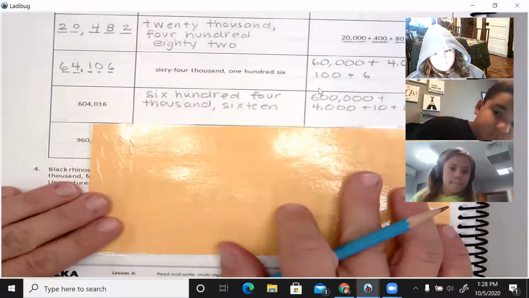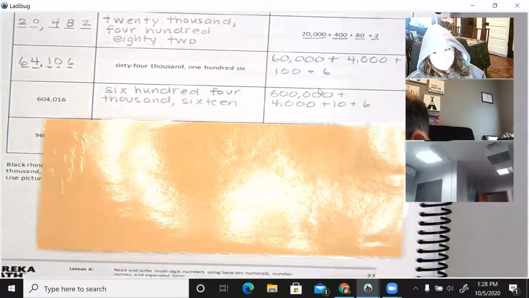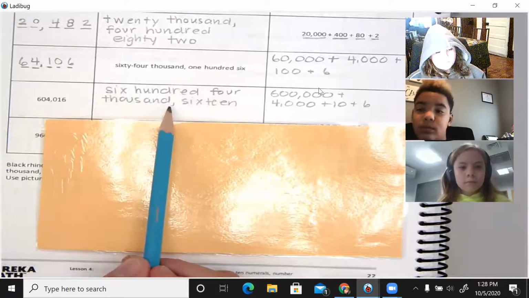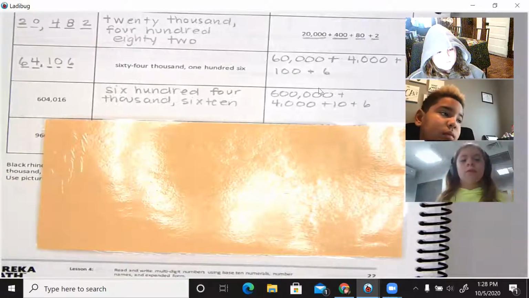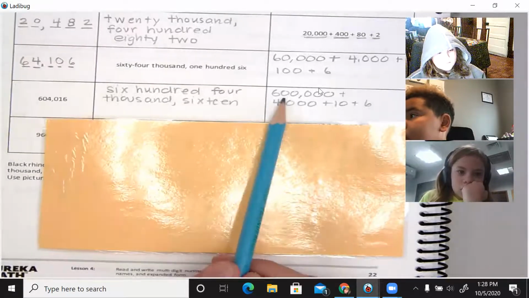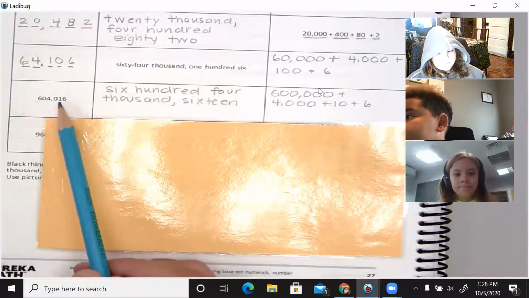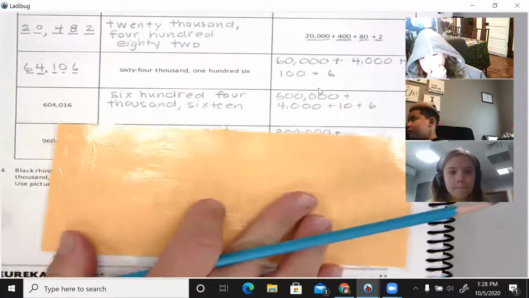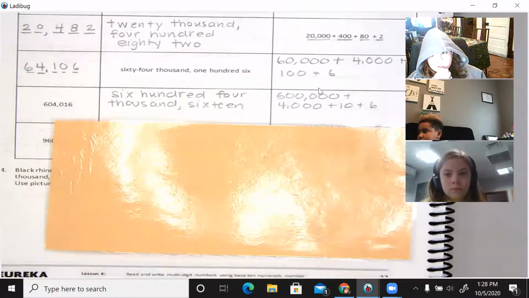here's our first row. So we had the standard form 604,016, and in word form that would be 604,000, 16. See how that matches with your work? If you need to fix anything, go ahead. And in the expanded form, I took each place value. So I have 600,000. I can skip my 10,000s because there are 0. And I add to that 4,000. I can also skip over the hundreds because there's 0 hundreds. So I have 600,000 plus 4,000 plus 10 plus 6.